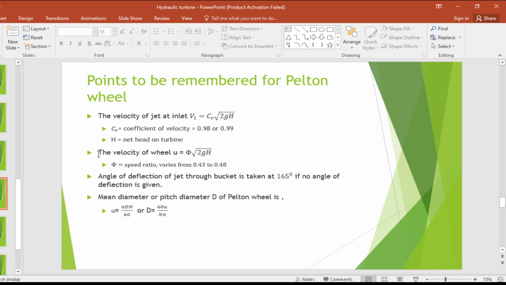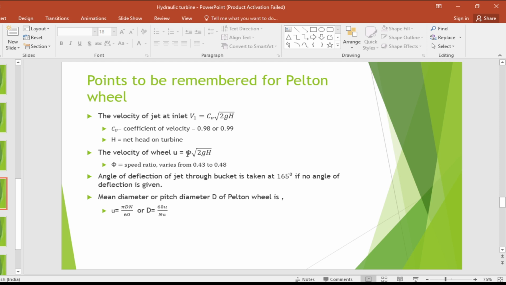Now the velocity of wheel. The second point is the velocity of wheel u will be equal to, that means V is the velocity of jet and u is the velocity of wheel.